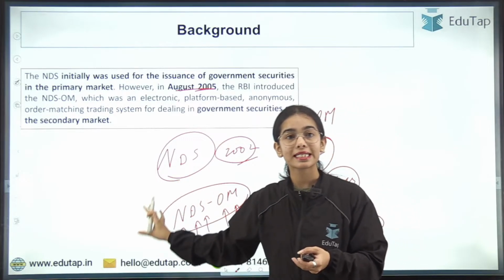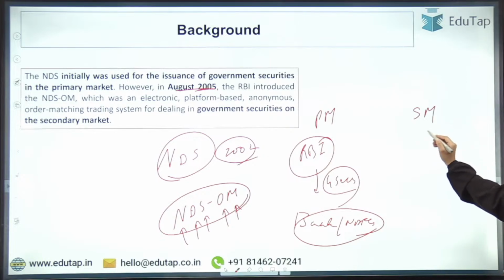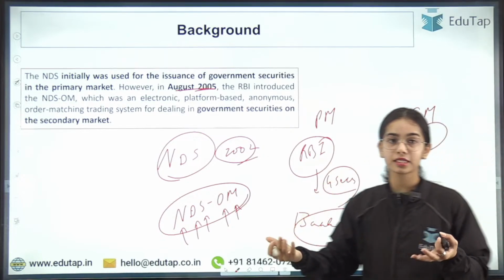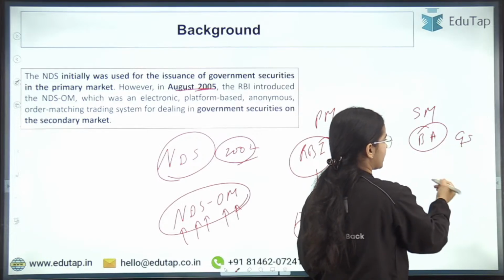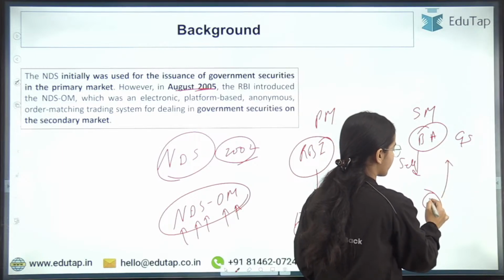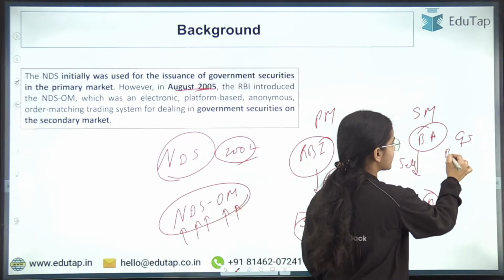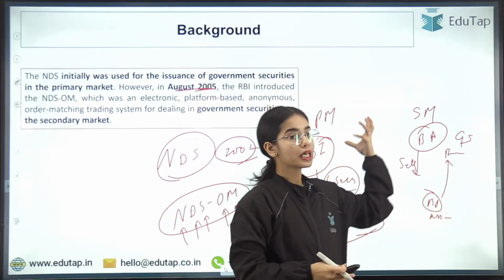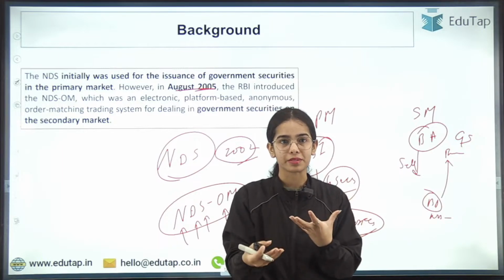This is for the secondary market trading, because there is the secondary market where, let's say a bank A has purchased a government security. Now bank A wants to sell the government security, and bank B, or let's say NBFC B or any entity, wants to buy this government security. So this is the secondary market trading where the investors are trading among themselves, right?